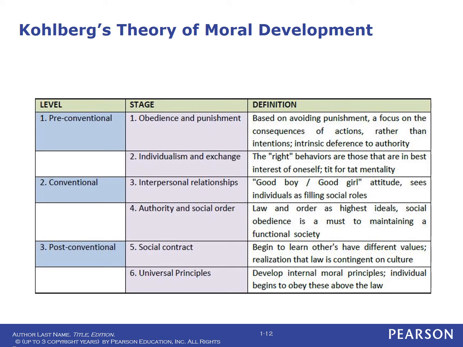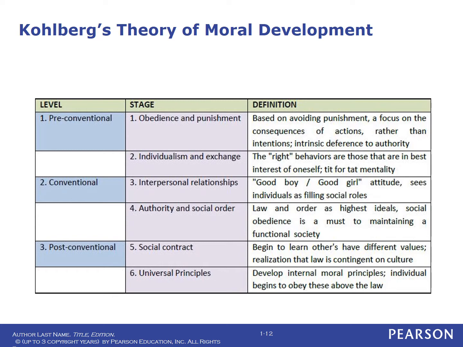Here are the 6 stages of moral development. At the pre-conventional level, you have 2 stages. The first is obedience and punishment. In this stage, which is the young child, they avoid things because they're afraid to be punished. So if they're tempted, for example, to steal a cookie from the cookie jar, they might say, no, I'm not going to do that because I will get punished. So this is a very basic early stage called obedience and punishment.